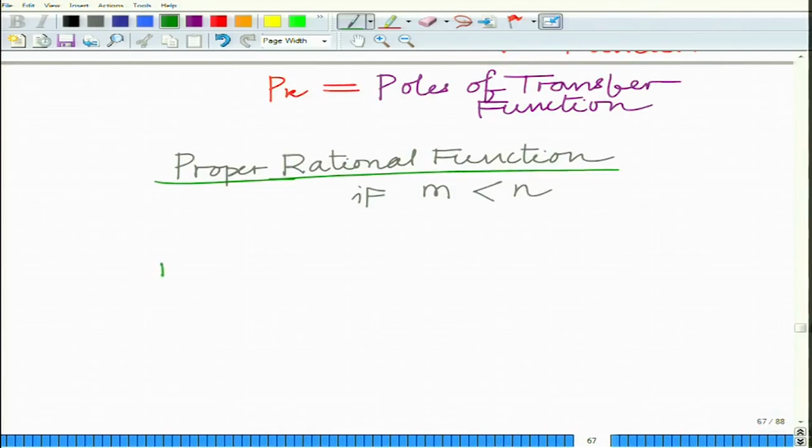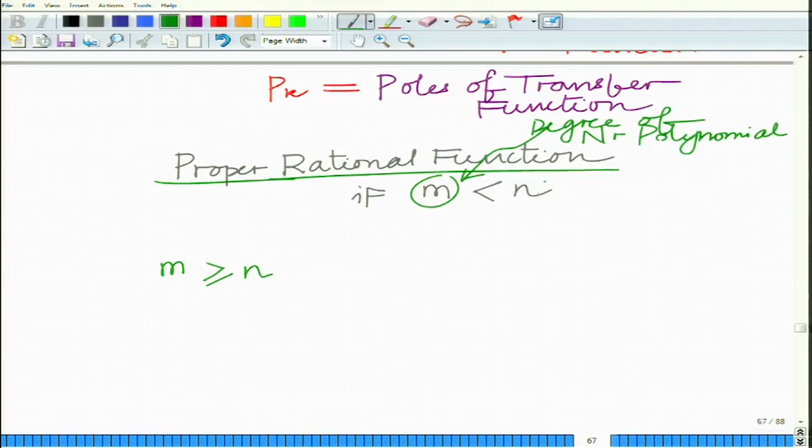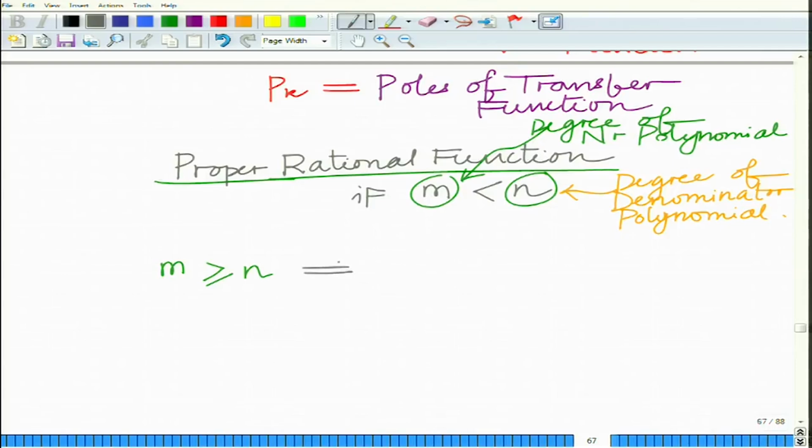If m is greater than or equal to n, where remember m equals the degree of the numerator polynomial, and n is the degree of the denominator polynomial, this implies an improper rational function.